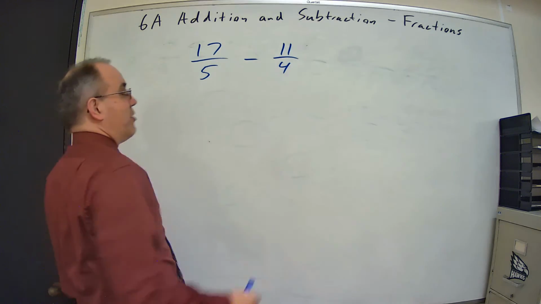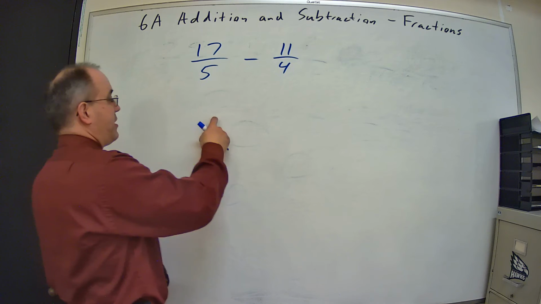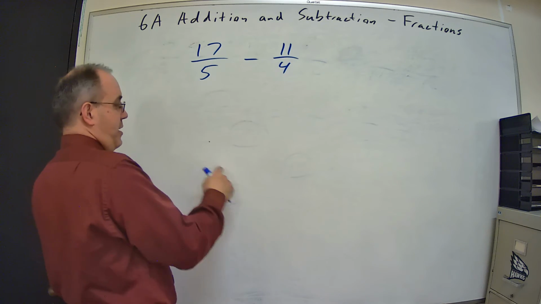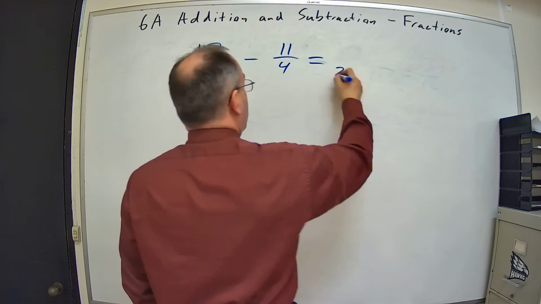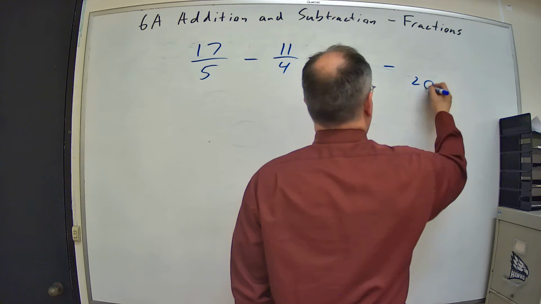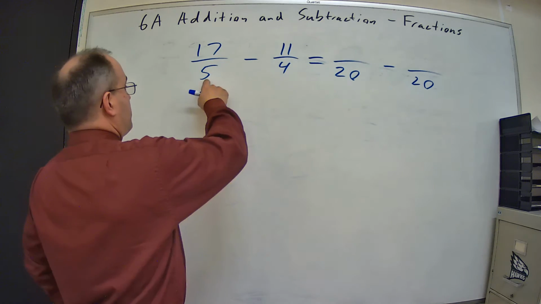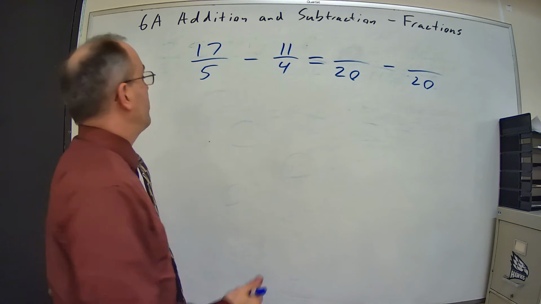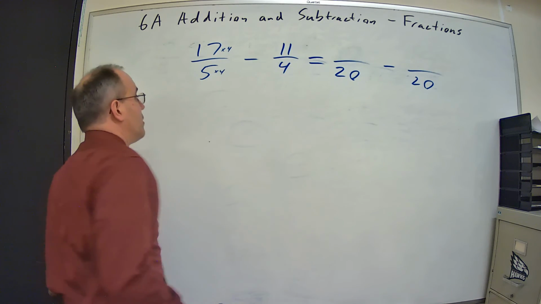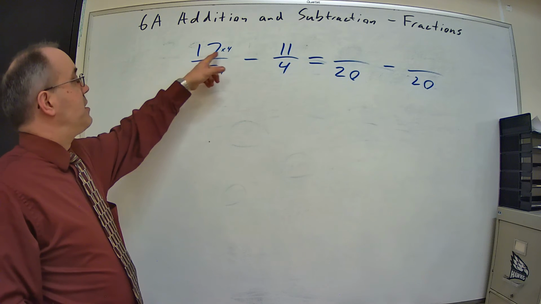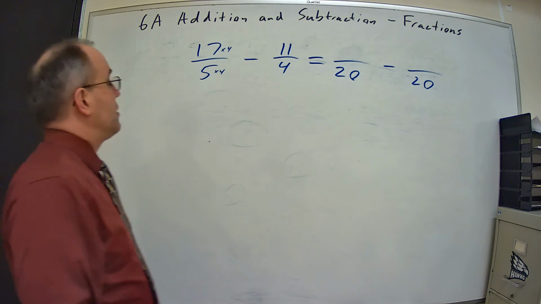Well, I can look at this and I can tell you the common denominator is going to be 20. If you don't believe me, you do 5, 10, 15, 20, 4, 8, 12, 16, 20. So we're looking for a common denominator of 20. So we're going to end up with something over 20 minus something else over 20. 5 times 4 gives me 20, so I multiply that by 4, which means I'm going to multiply the top by 4. 17 times 4 is 68.